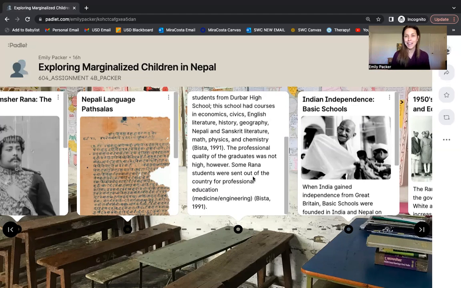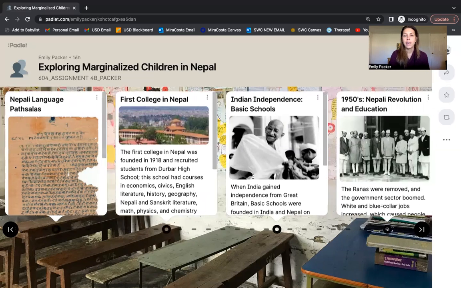So this was also the beginning of students, only Rana children, being sent abroad to receive training and then coming back. And this practice is still very much alive and well in Nepal today. Lots and lots of Nepali students go elsewhere for specialized training and come back to Nepal.